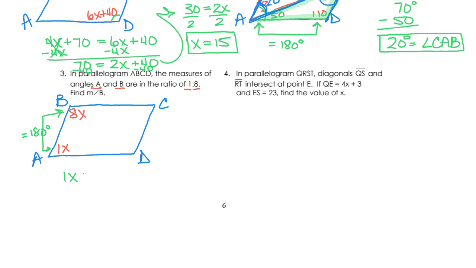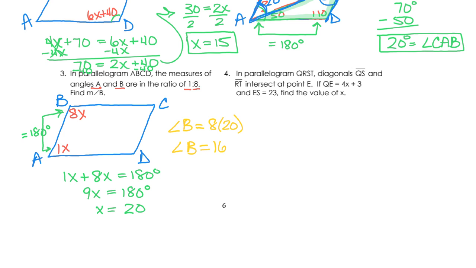And so we got 1x plus 8x equal to 180 degrees. That's 9x equals 180 degrees. Divide by 9, and x comes out to equal 20. But they want to know how big angle B is. And if you look, angle B has the 8x in it. And so angle B will be 8 times 20. So angle B is equal to 160 degrees.